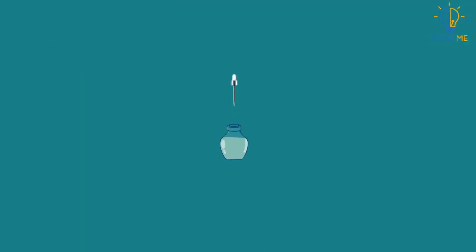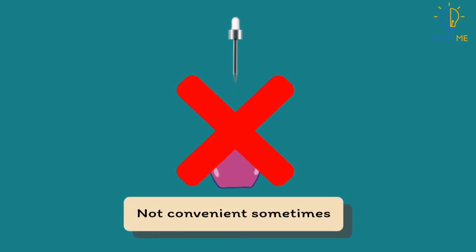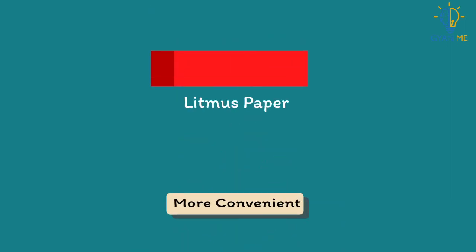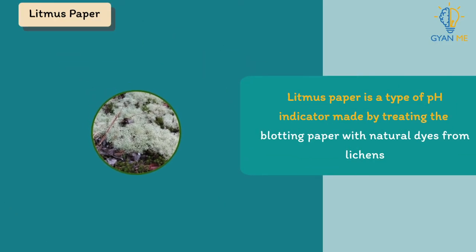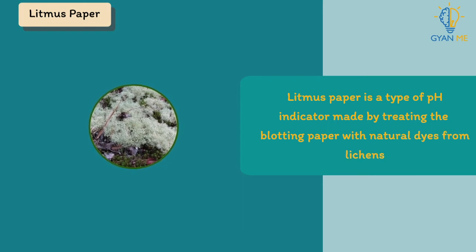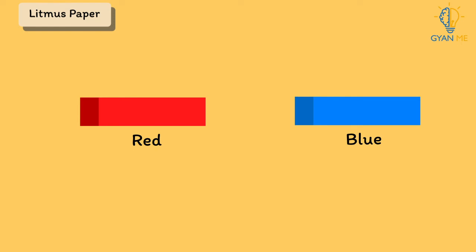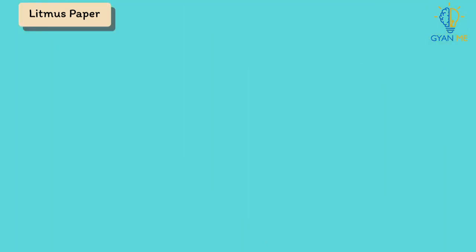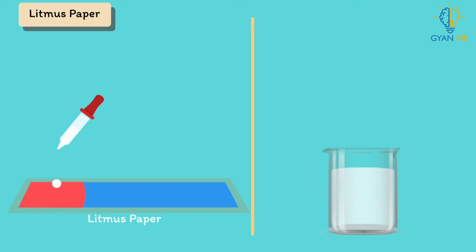But sometimes adding solution based indicators to acids or bases is not a convenient method for testing. So for that, we use litmus paper, which is a much more convenient way. Litmus paper is a type of pH indicator made by treating the paper with natural dyes from lichens. Usually, litmus paper is either red or blue. Let's do an activity to understand how to perform the test with the help of litmus paper to identify acids and bases.